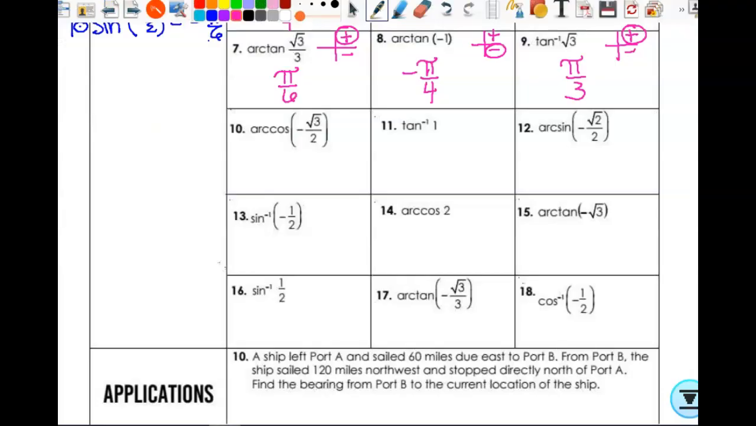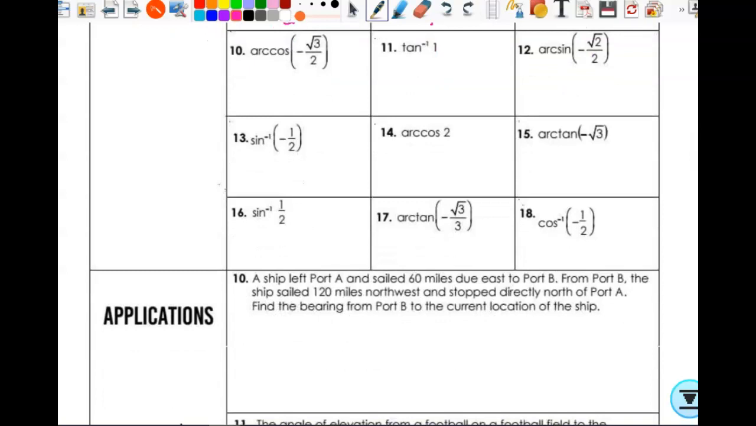Christopher. All right, so on number 10, what quadrants do my arc cosine values come from? 1 and 2. All right, so since this is negative, what quadrant are we coming from? 2. Very good. So then what reference angle gives me a cosine value of the square root of 3 over 2? Pi 6. Good. So since I'm supposed to be in the second quadrant, what's my second quadrant pi 6th angle?